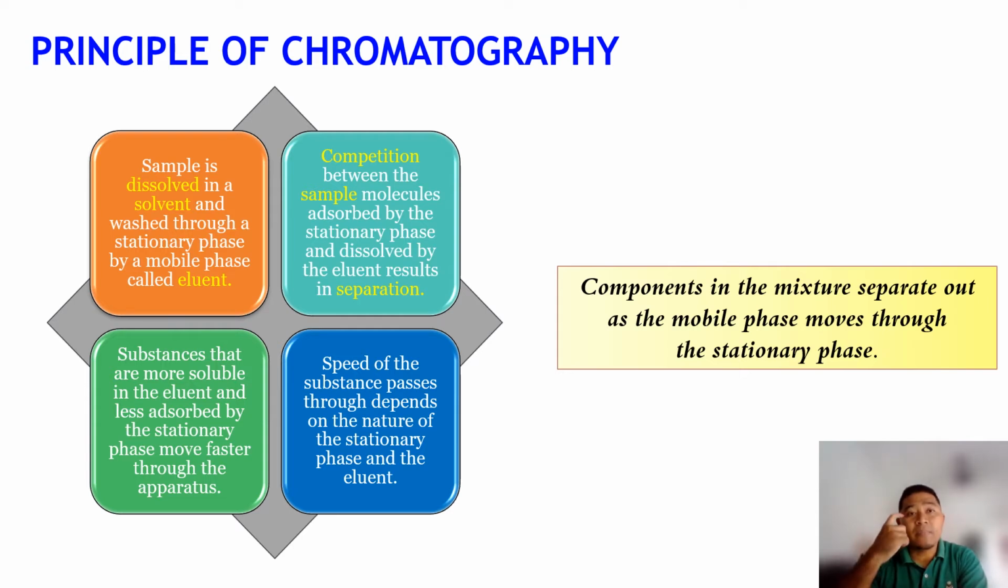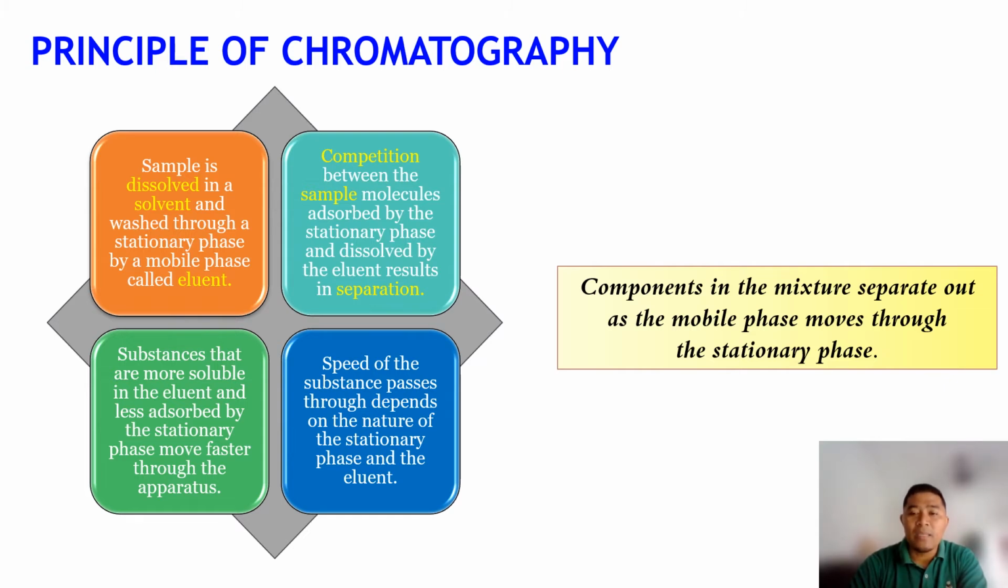This is a basic principle of chromatography. A sample is dissolved in a solvent and washed through a stationary phase by a mobile phase called an eluent. Eluent itu adalah sebagai mobile phase. Then competition between sample molecules absorbed by the stationary phase and dissolved by the eluent results in separation. The speed at which the substance passes through depends on the nature of the stationary phase and the eluent.